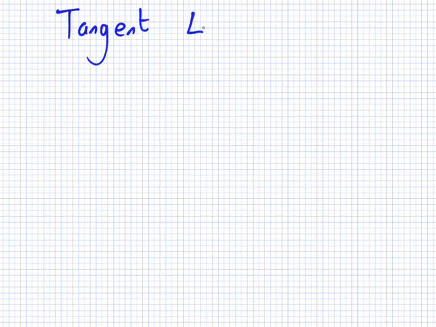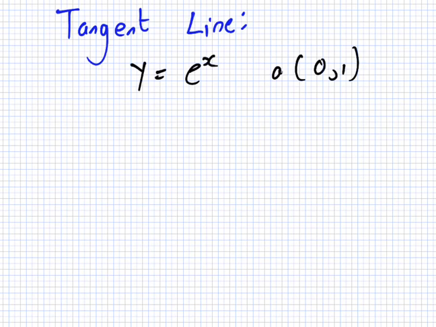Okay, so tangent lines. Let's do a couple of these as examples. So let's say I have y equals e^x and I want a tangent at (0, 1). So the equation of the line is y equals mx plus c. Okay? Y equals mx plus c. The m is the slope of the tangent. That's easy to find now because that's just the derivative.